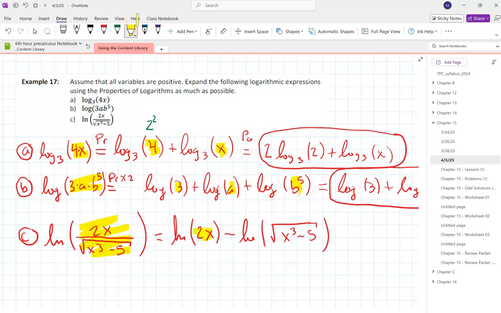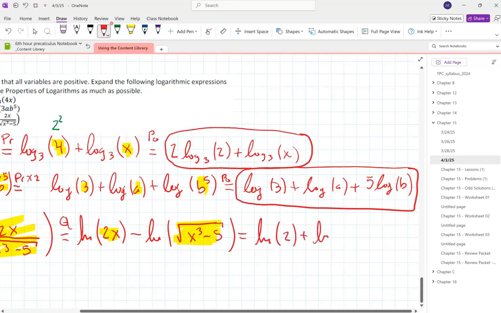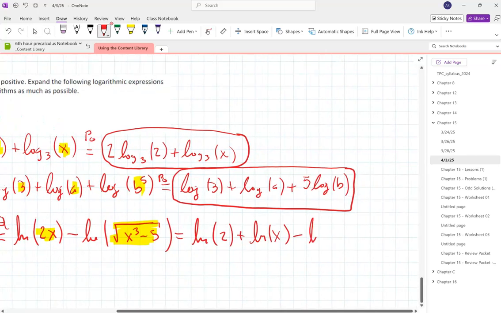Then we'll look inside each of the new logarithms for product properties. Is there any multiplication going on inside either of the logarithms? Yes, just the first one. So the first one will become natural log 2 plus natural log x. But there's no multiplication in the second one, so that one will just stay the way it is.